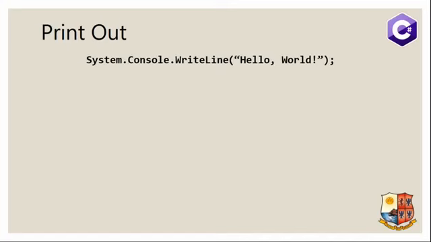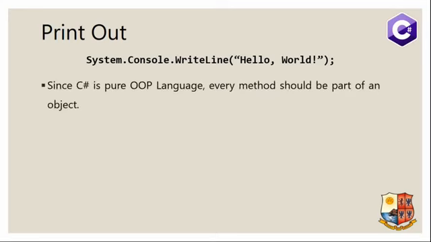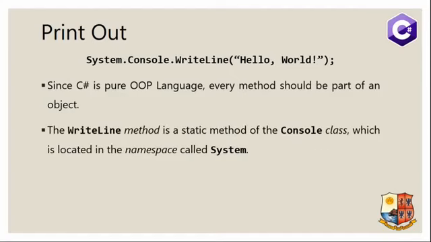That's why we wrote the word using System, because you can import it. Since C# is a pure object-oriented programming language, every method should be a part of an object. That is clear to you. This entire line tells whatever I just asked you. The WriteLine method is a static method of the Console class, which is located in the namespace called System. I hope this line is clear. So WriteLine is a static method of the Console class, which is inside a namespace called System.